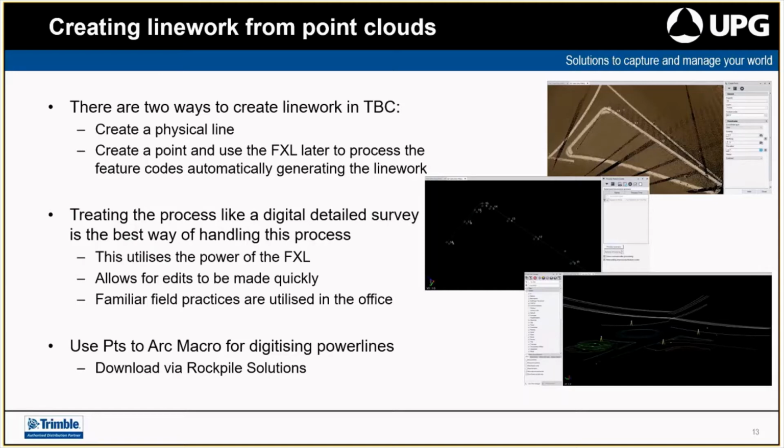Other ways you can do it is select the points manually and then do an approximation of line through those points. This is not necessarily a very quick way of managing that process, because you've got to select the points that you want to do that with. It can also be an issue when you're going to CAD points, because the lines that are created can be small segments, and it's not desirable. So the points to arc macro is the desirable workflow, and you can download that through the Rockpile Solutions macro set. It is part of that grouping.